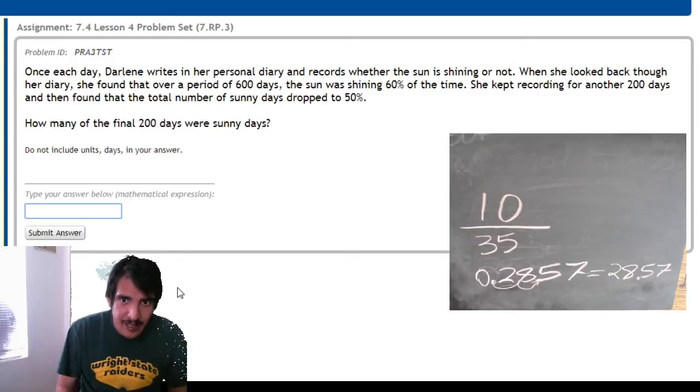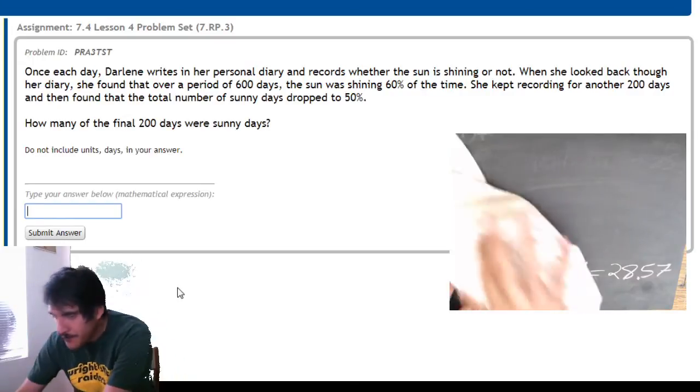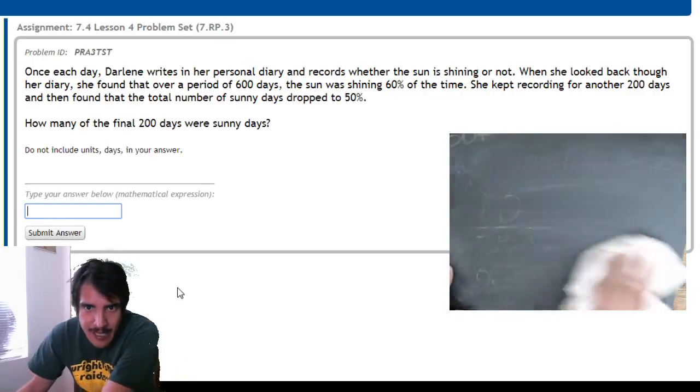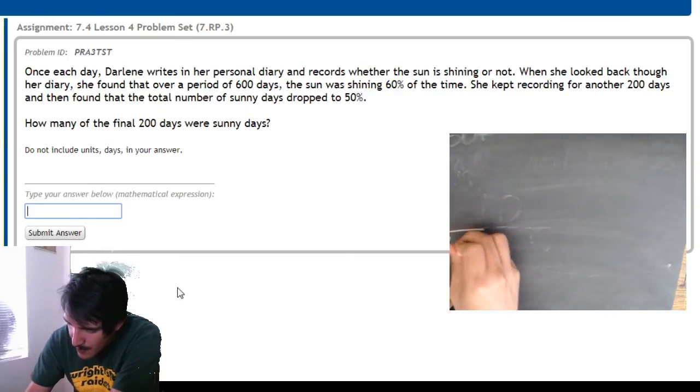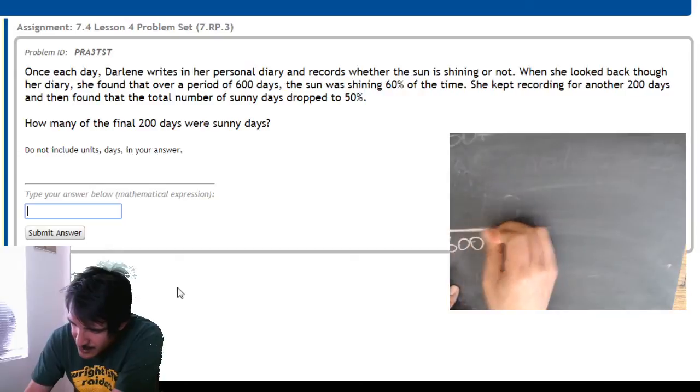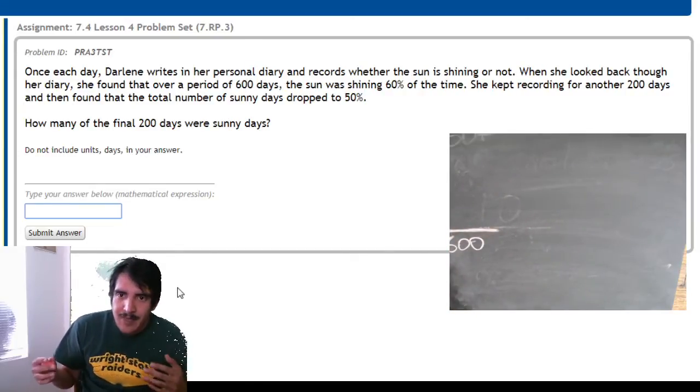Once each day, Darlene writes in her personal diary, and she records whether the sun is shining or not. She looked back through her diary, and she found that over the period of 600 days, the sun was shining 60% of the time. So we did some quick math.